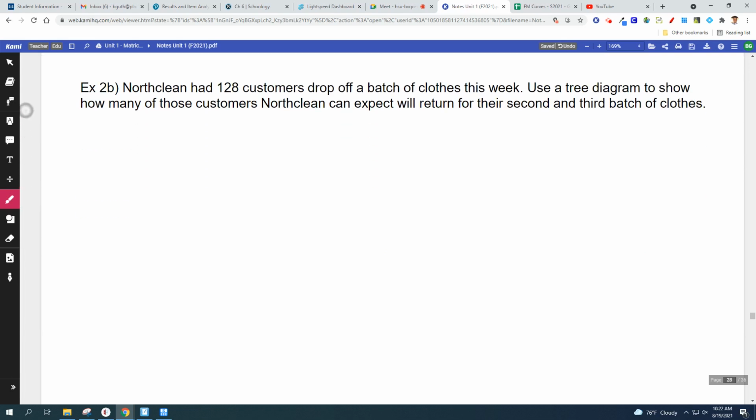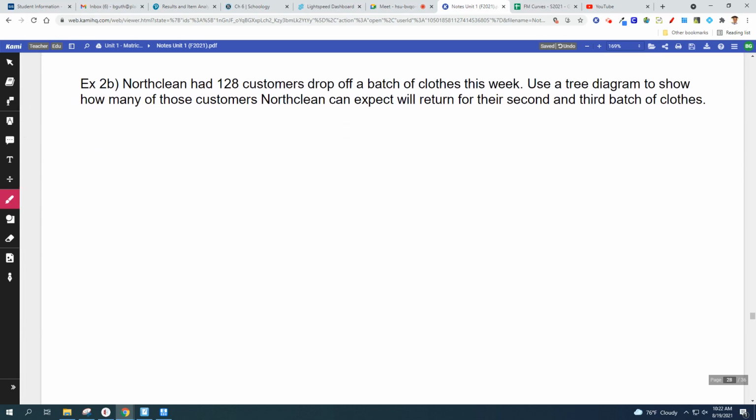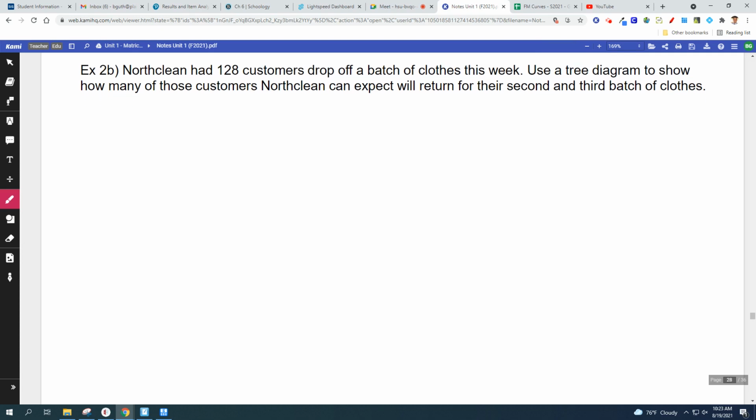Example 2b, North Clean had 128 customers drop off a batch of clothes this week. Use a tree diagram to show how many of those customers North Clean can expect will return for their second and third batches of clothes. All right, so now we're trying to make a prediction, okay? And that's what Markov chains are good for. They're good for predicting things. So let's see, North Clean had 128 customers. So we're going to start at North Clean and 128 customers.